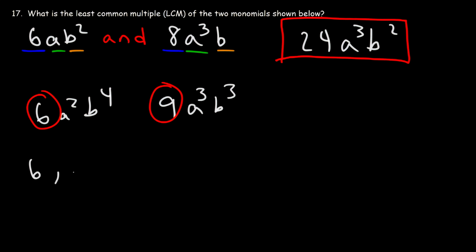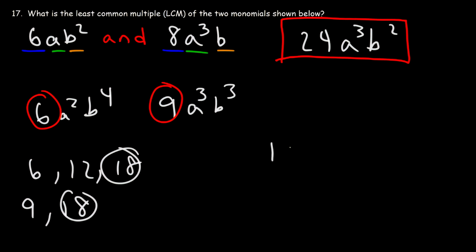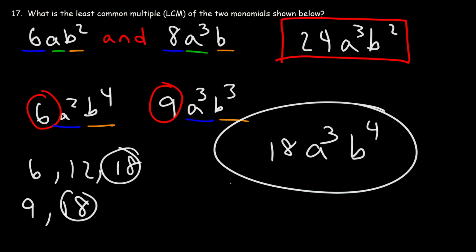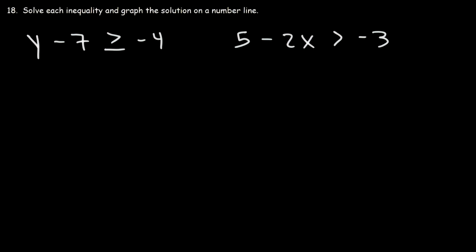So for 6, we have 6, 12, 18. Multiples of 9 are 9 and 18. So 18 is the LCM of those two numbers. Now, which one has a higher exponent, a squared or a cubed? The answer is a cubed. Now, which one has a higher exponent between these two? B to the fourth or B to the third? It's going to be B to the fourth. So this right here is the LCM of these two monomials.